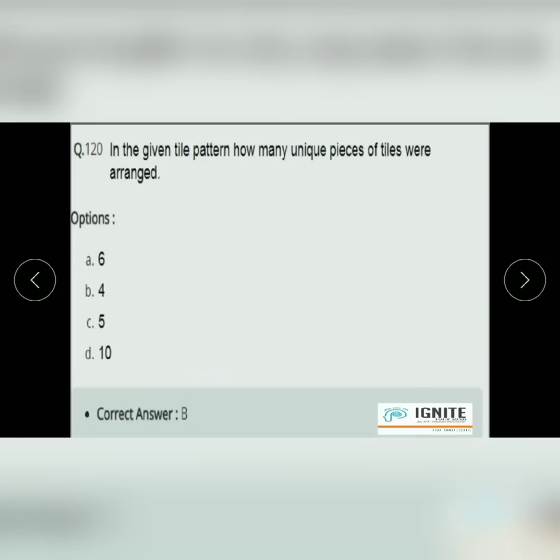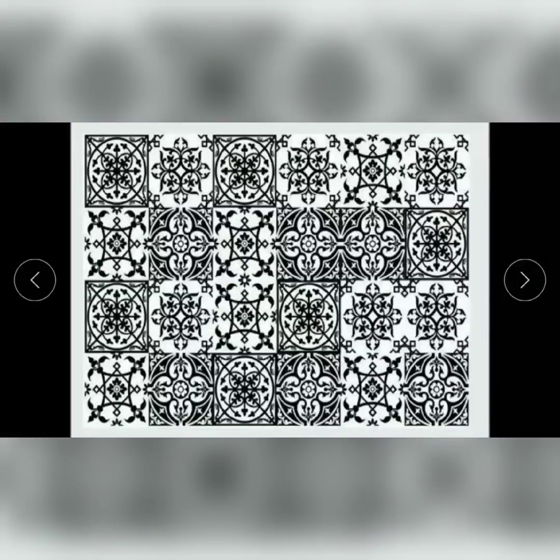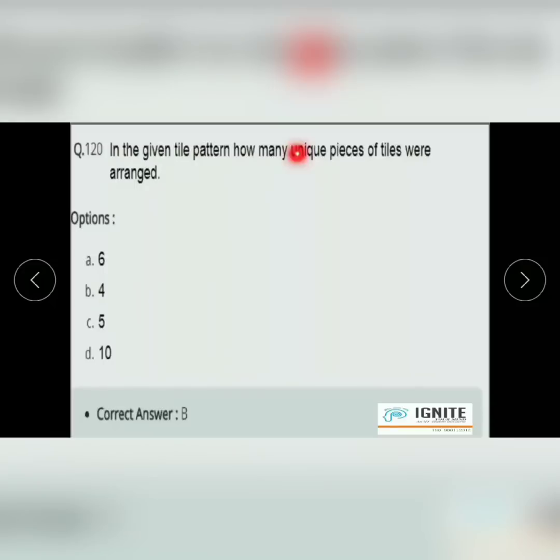Okay. Next question. Observe this image carefully. This is an image of tiles. Question number 120 based on this above picture. In the given tile pattern, how many unique pieces of tiles were arranged? How many unique pieces of tiles? 1, 2, 3 and 4. 4 unique pieces of tiles were arranged.